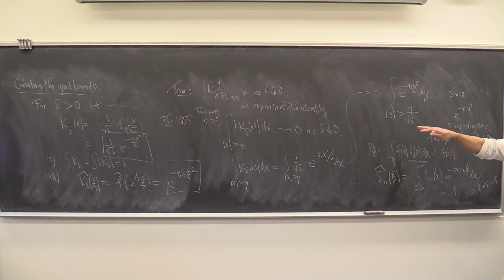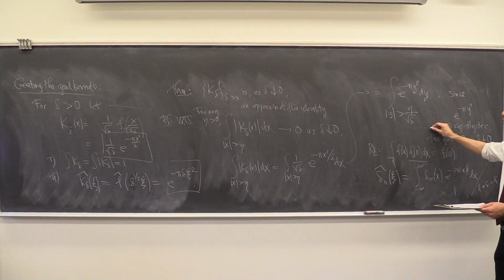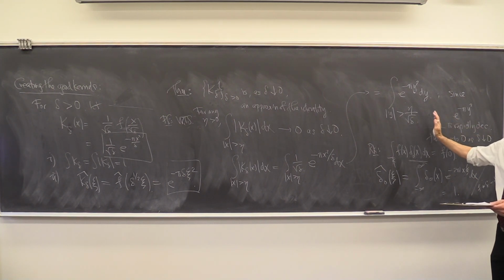And on that side, it's turning into a spike. It's a spike of mass 1 that becomes more and more concentrated at 0.